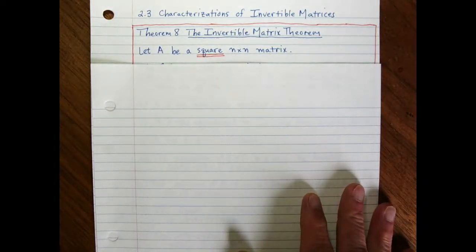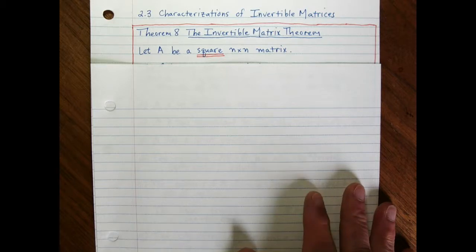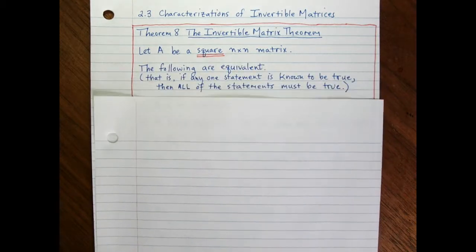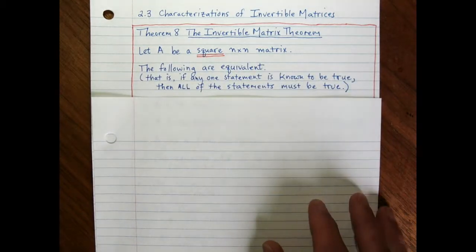It's really important here to realize that we are talking about a square matrix only. A has to be n by n. If the number of rows and columns do not match for a matrix, this theorem does not apply. This is only for square matrices. And the way the logic works here is that each of these statements in this list are equivalent. That means if any one of the statements is known to be true, then all of the statements must be true.